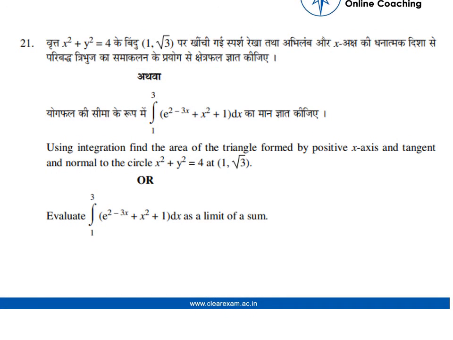21. Using integration, find the area of the triangle formed by the positive x-axis and tangent and normal to the circle x square plus y square equals 4 at (1, root 3), or evaluate the integral of e raised to 2 minus 3x plus x square plus 1 dx from 1 to 3 as a limit of sum.